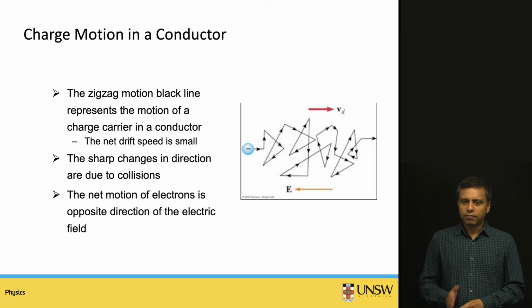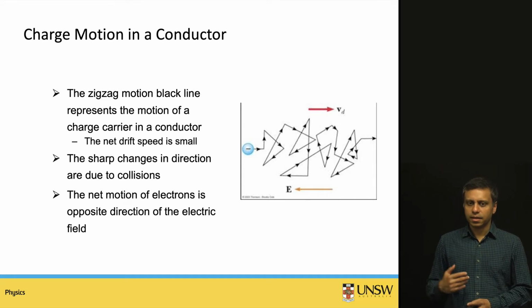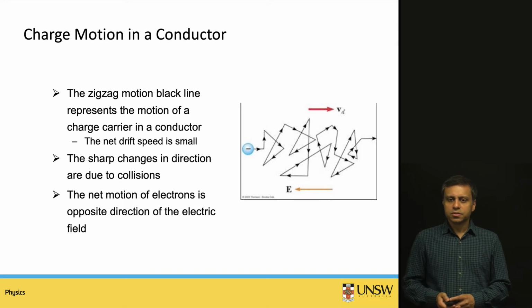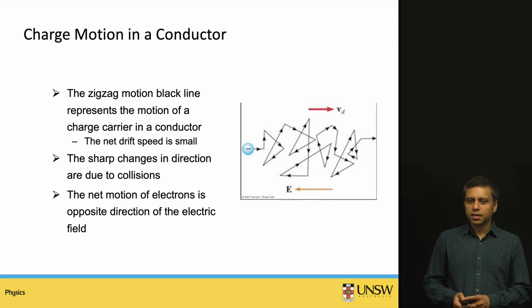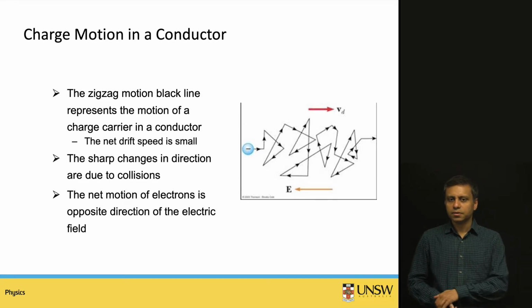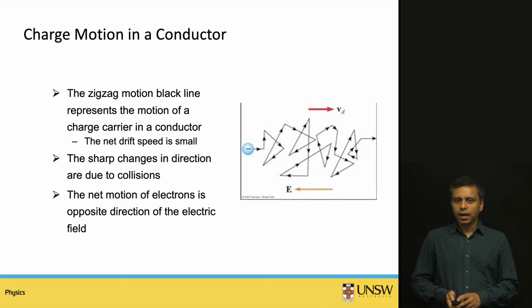Now, we have looked at the average motion of the carriers, but how does the motion of carriers look in general? Not in an average way, but how do they move in reality? So in reality, they don't move in a constant direction, but they actually move in a zigzag manner. This schematic shows an electron moving with a drift speed of vd against the direction of the electric field E, and you can see the electron is moving in a zigzag manner, abruptly changing its direction of motion. And why is this happening?